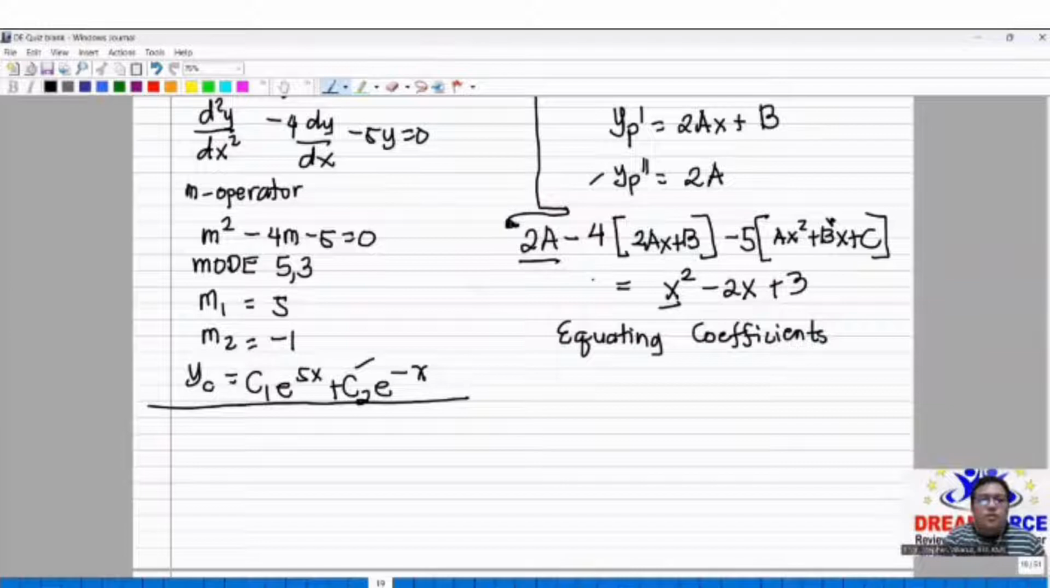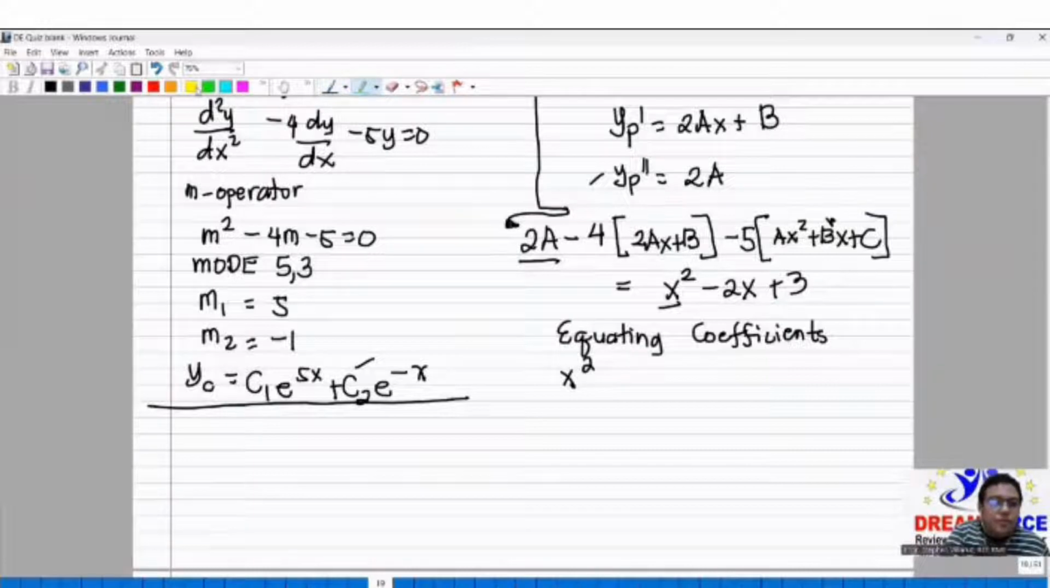Okay? So, take natin yung highest degree muna. So, we have x squared. Okay? So, equate natin yung coefficients niyan. So, first term natin, wala. Okay? So, 2a kasi yan. Then, next, negative 4a times 2 times x. So, linear term lang yung makukuha natin dito. For 4b, so wala tayong x squared dyan.